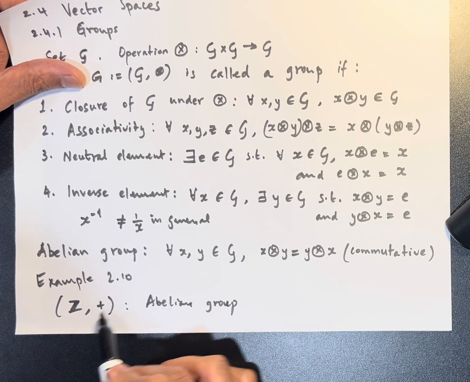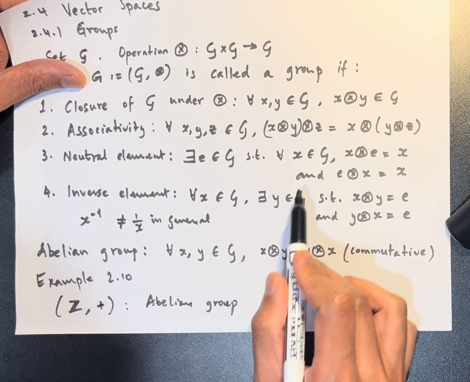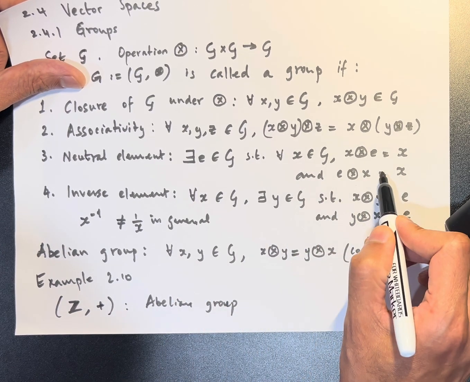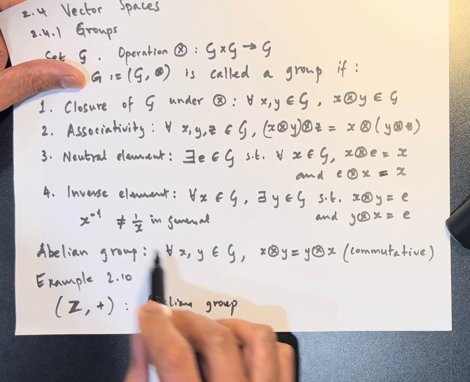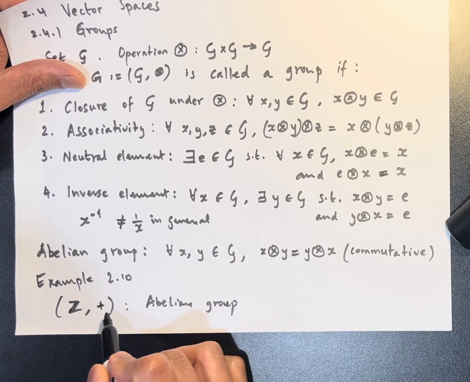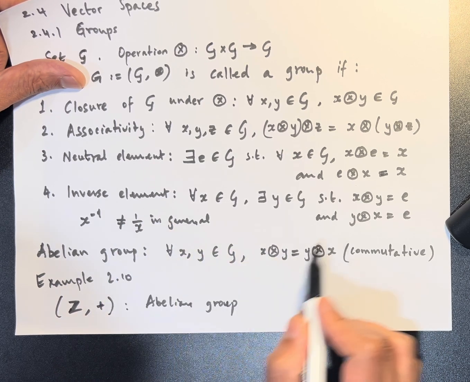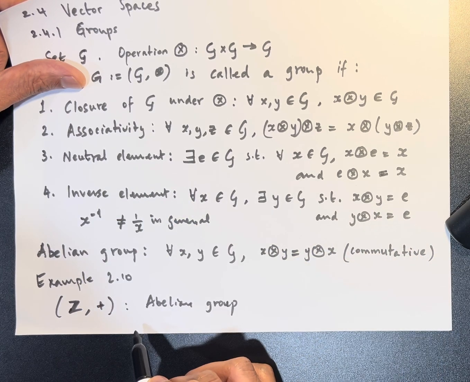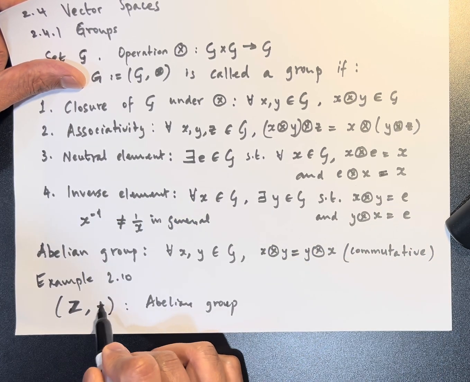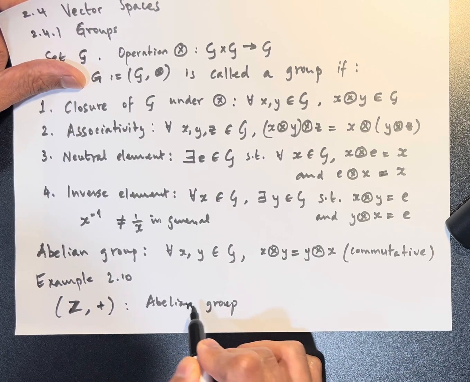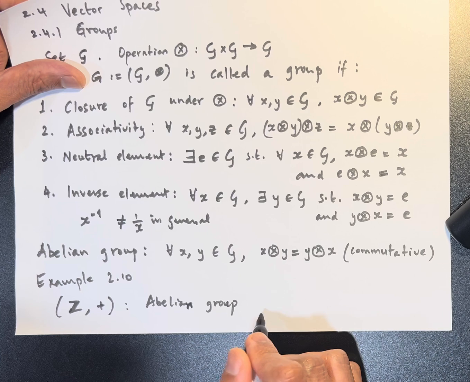The neutral element for addition is 0. You take any element, add 0 to it, you get the same element back. And then the inverse element also exists. For any x, negative x is the inverse element, because that will give you the neutral element, which is 0. And it's also abelian because addition is commutative in Z. So that's why this is an abelian group.